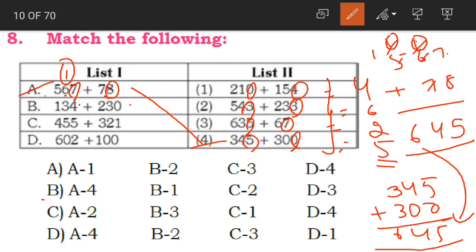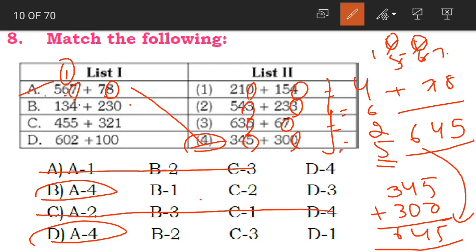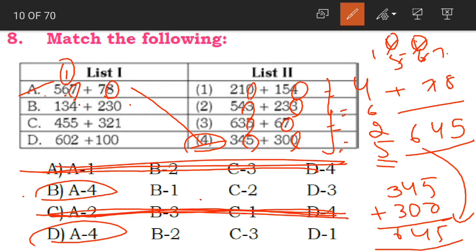Now if you look at the given options, B and D have option 4 for A. So that means the other two options are wrong automatically. A and C are wrong. So when we look at option B, now again see here, B is having 4 plus 0, that is equal to 4 in the units place. Now from list 2, which is having 4 in the units place? Yes, option number 1. So B is equal to 1 in list 2.